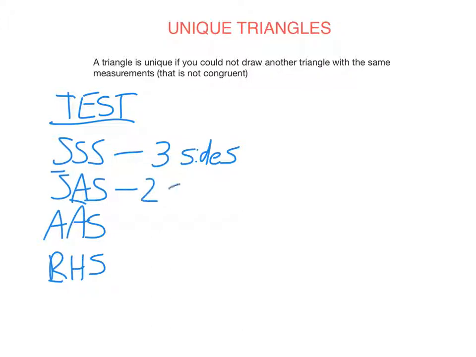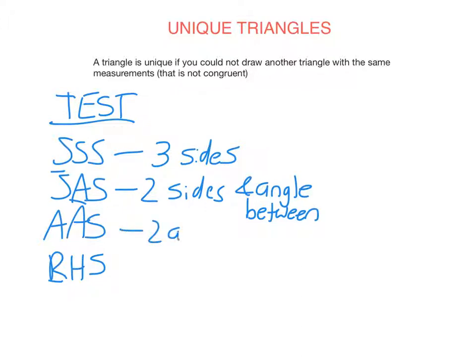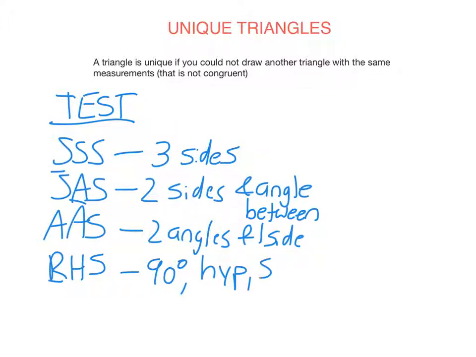The second one means you're told the lengths of two sides and the angle between. Please make sure you understand it has to be the angle between the two sides you're given. It can't be just any other angle. AAS is, of course, two angles and one side. And RHS is a 90-degree angle, the hypotenuse, which is the longer side of the right angle triangle, and another side.